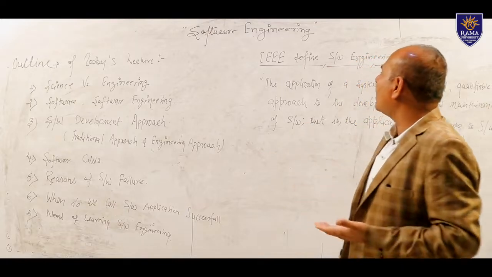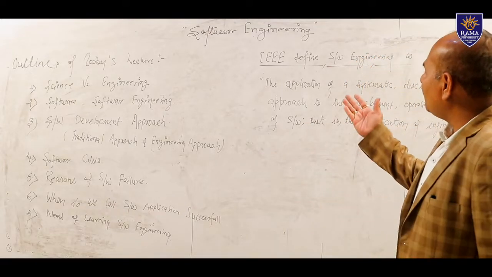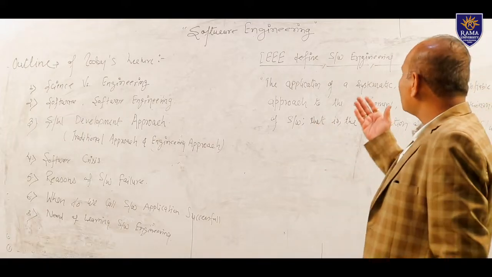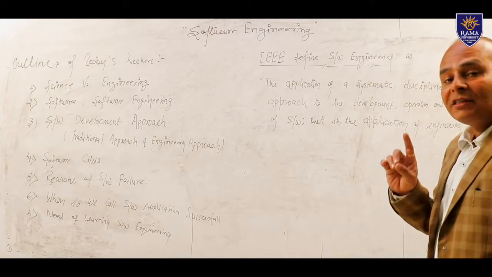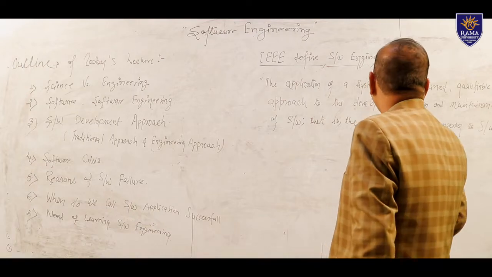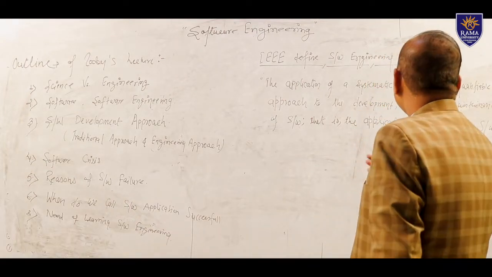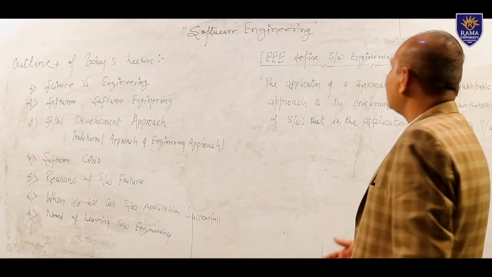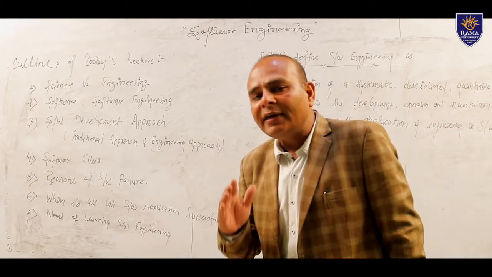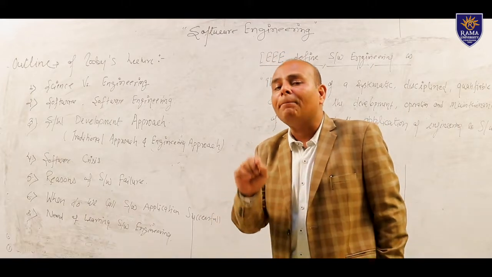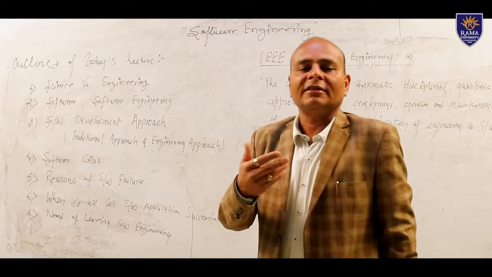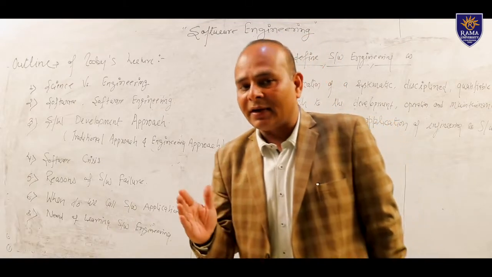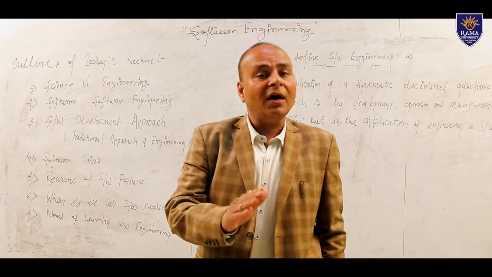Now come to the definition of software engineering given by the IEEE. The IEEE says software engineering is an application of a systematic, disciplined, quantifiable approach to the development, operation and maintenance of software. That is, the application of engineering to software. So according to IEEE, software engineering is an application of what? A systematic, disciplined and quantifiable approach to the development, operation and maintenance of software.